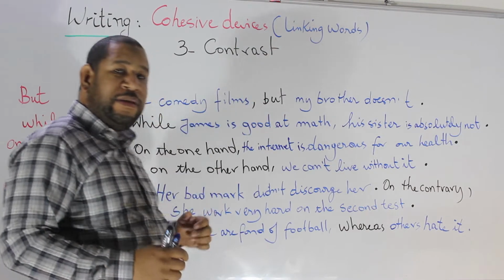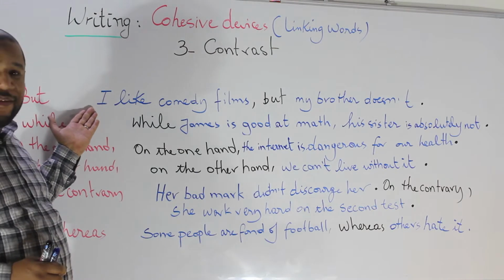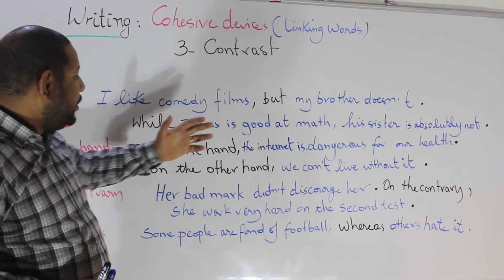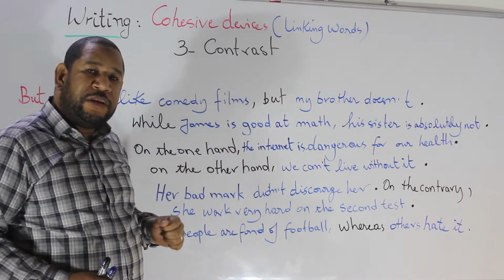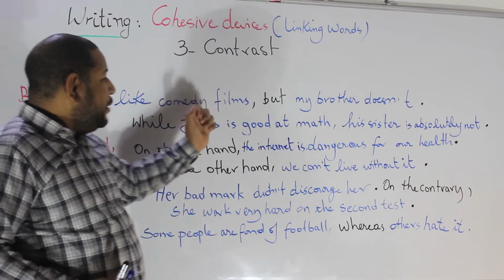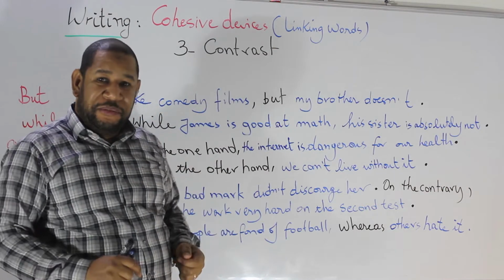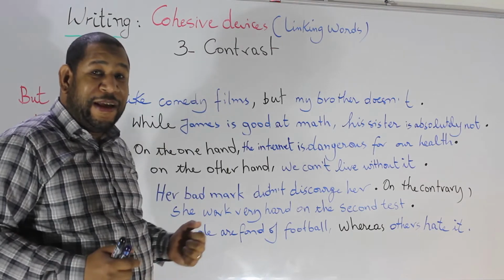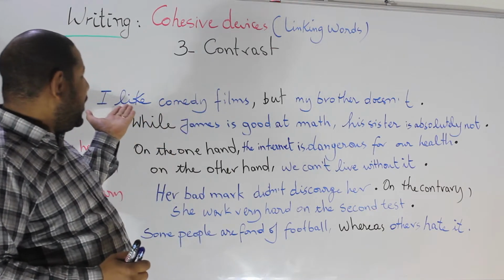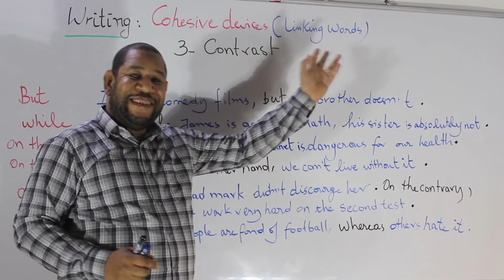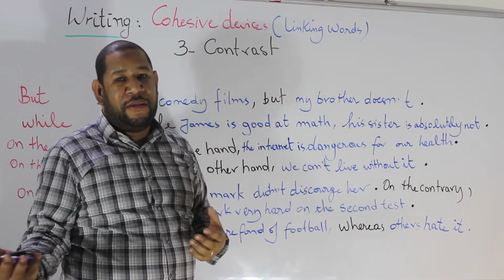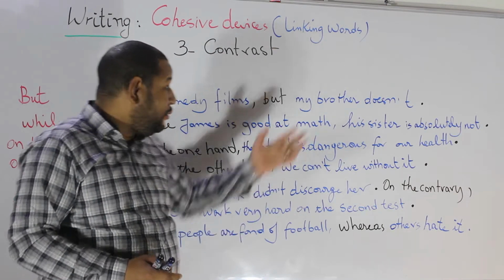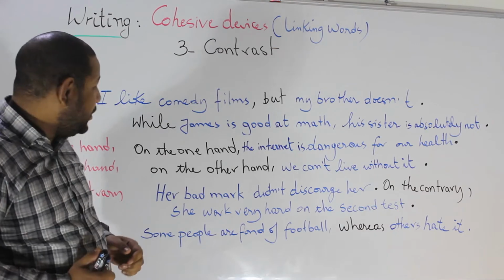For this first sentence, it is a compound sentence, because we have one complete clause here, and we have another complete clause. I like comedy films, my brother doesn't like comedy films. This is how the sentences sound if we don't use but. But here, because we say I like comedy films, my brother doesn't what? Doesn't like them. But we will not repeat it so as to avoid repetition. So we just say my brother doesn't.